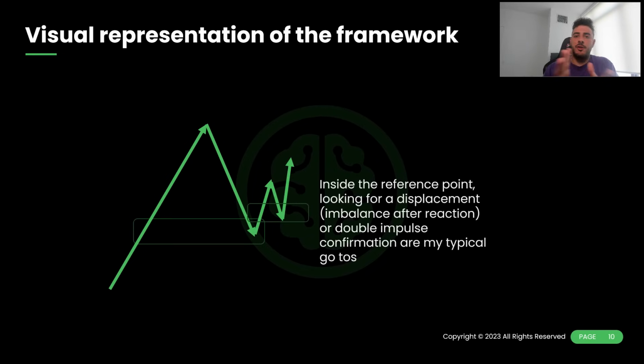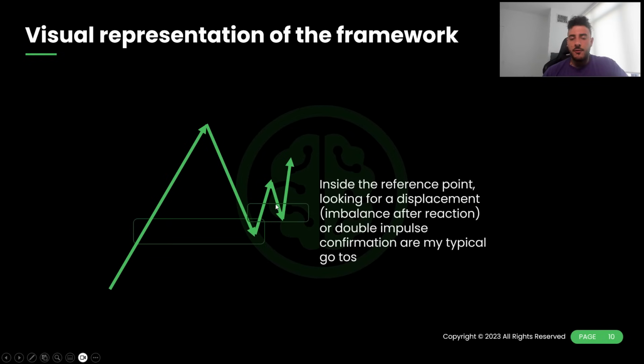So now here's a visual representation of that. Inside the reference points, I'm going to look for displacement. So this is what I mean. Imagine you have this right here, and then you have this imbalance that forms as well. Now you can look for entries in here, knowing that if we're going to make a higher high, or at the very least get close and test that high, this is a tradable range from A to B right there.